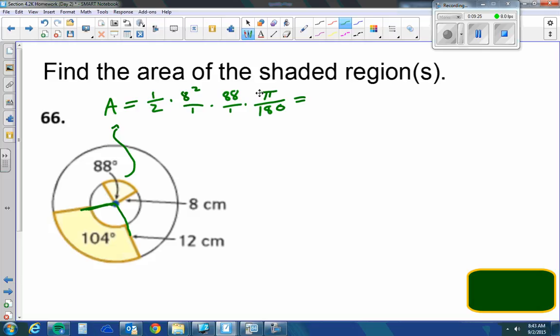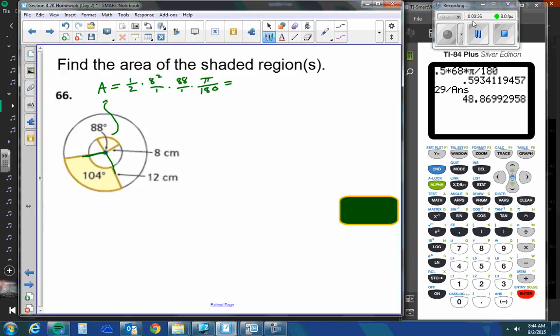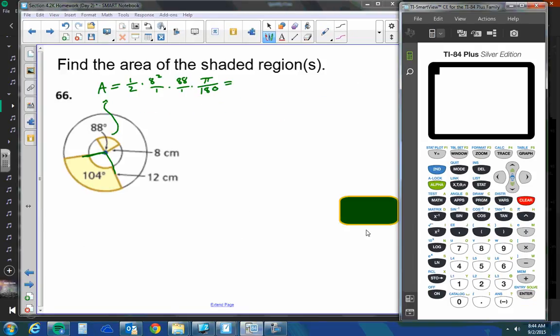And I'm going to show you how we're going to have to do that same formula like 3 times in a row. I'm going to show you how you can avoid having to type it in repeatedly. And the 8 squared is over 1. I'm not going to put the over 1. The 88 is over 1. I'm not going to put that either. Did you get that? 49 point something? All right, let me get that on paper.